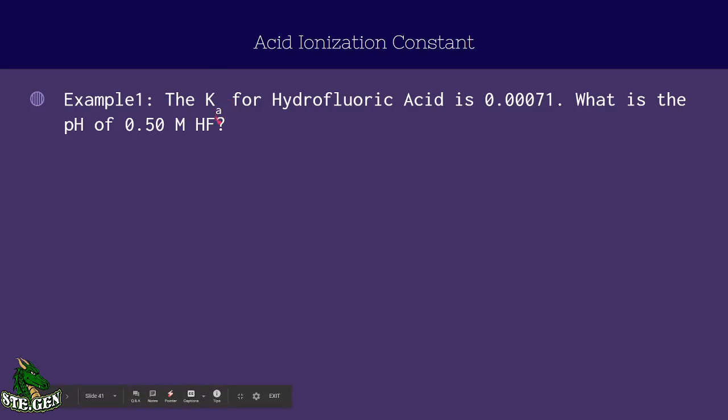So the first example type we're going to do is: what if the Ka for hydrofluoric acid is 0.00071, what is the pH of a 0.50 molar concentration of hydrofluoric acid? So we'll have to use the Ka to solve for whatever our pieces are. We'll solve this basically exactly like we did an ICE table. The only difference is that once we know a concentration of H+, we'll have to plug it into a pH question. This will be an attached video, though, so you'll be able to see how we work through that one there.